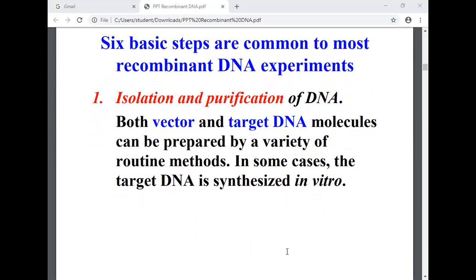These are the steps which we can talk about. It is not briefly elucidated, but it is only a general view. We can see isolation and purification, right? Both vectors and target DNA can be prepared. There are lots of methods which can be used to get these target DNA, and they can be synthesized in vitro.